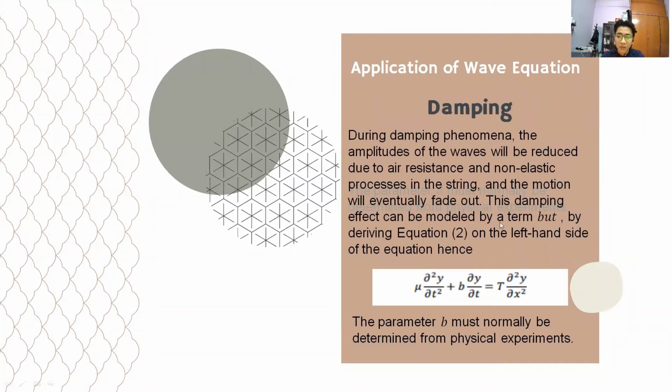On the left-hand side of the equation. Hence, we will get mu delta y over delta t plus b delta y over delta t equal to t delta square y over delta x squared. And the parameter b must normally be determined by physical experiments.